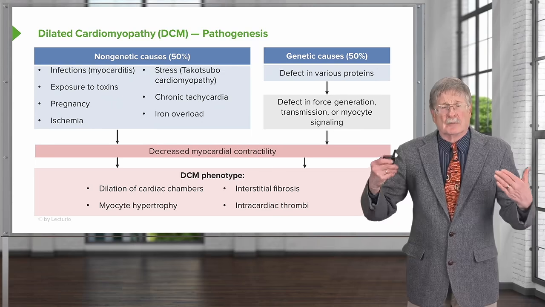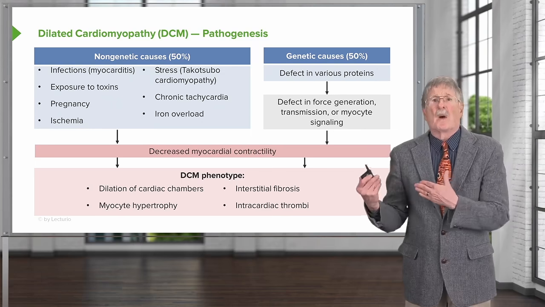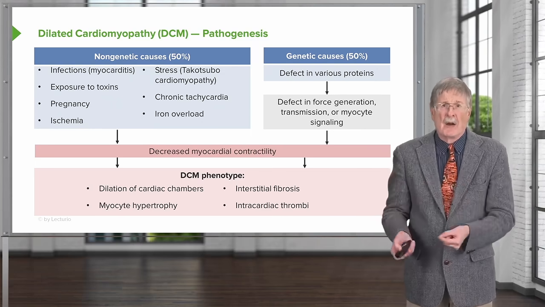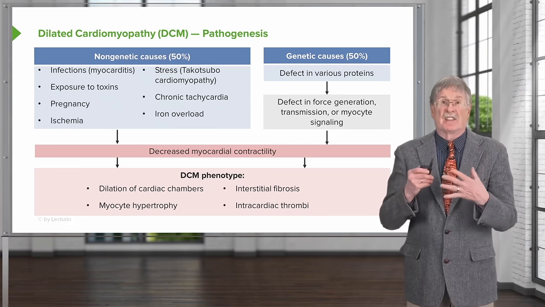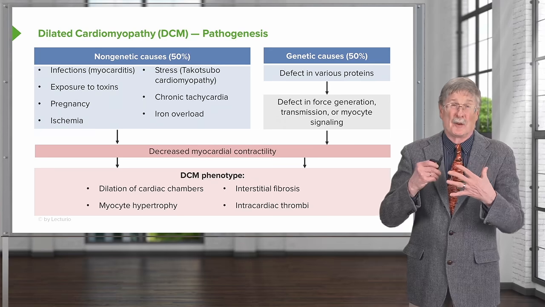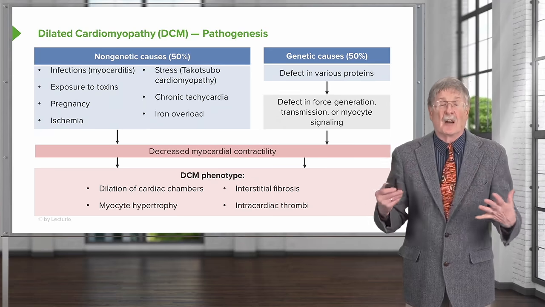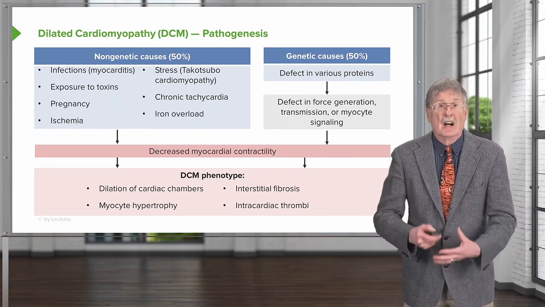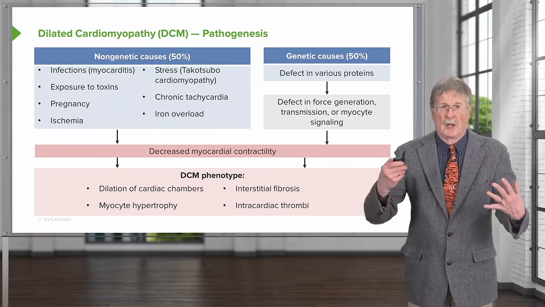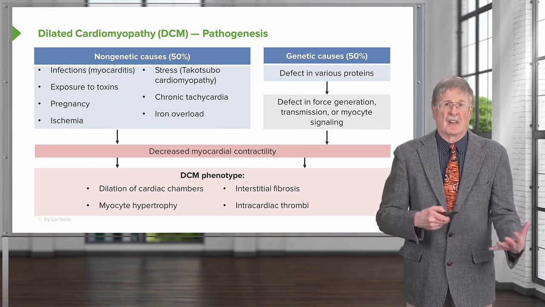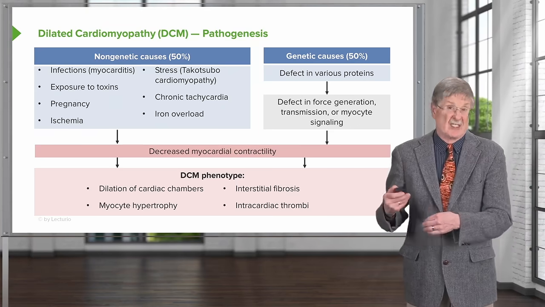The abnormal volume and pressure will lead to the myofibroblasts, the fibroblasts within the heart, to lay down increased fibrosis. That's going to also materially affect the contractility of the heart. And because we have these dilated chambers with diminished movement of blood through them, they're going to be prone to developing thrombi, which can eventually embolize.